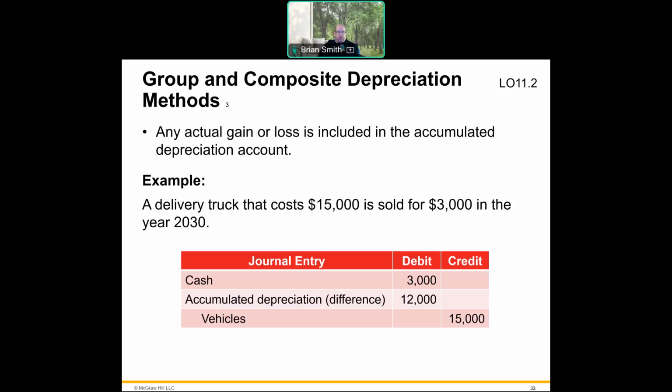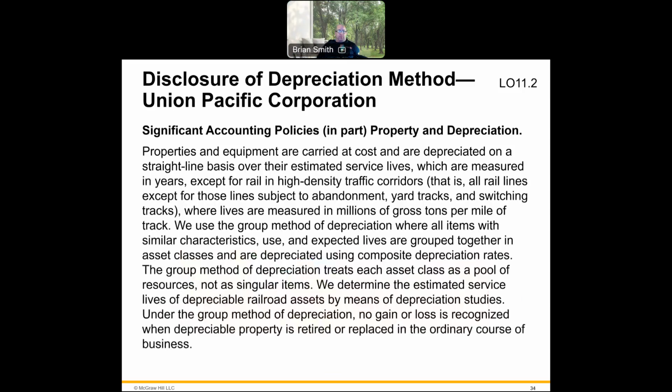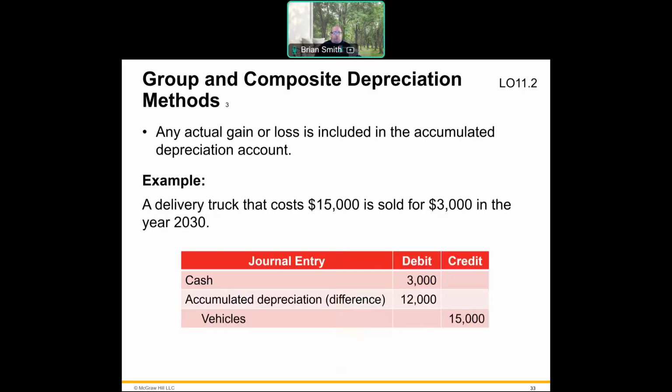I think this book's calling it composite depreciation when we're constantly adding and taking stuff out. Whenever we sell, any gain or loss is included in the accumulated depreciation account. All right, just a little bit more about this. The way I've seen it in my personal life, maybe the composite depreciation method is what they're talking about. Bottom line is when we gain something, we're putting it in this group, this pot.